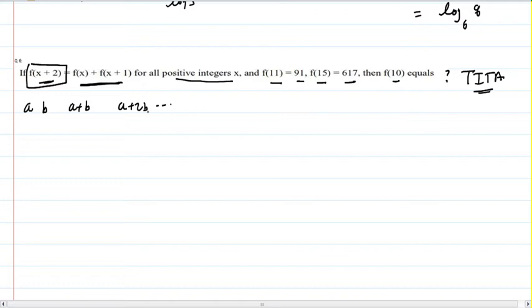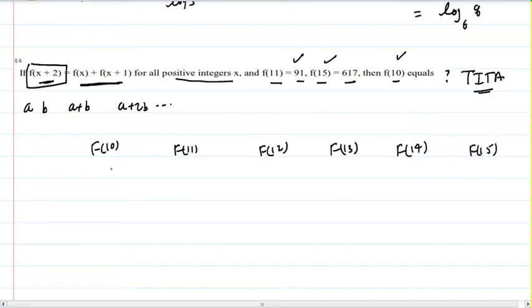Here, I don't have to start from f1. I want the value of f10. I have got the hint of f11 and f15. So if I start with f10, go to f11, f12, 13, 14 and 15, I should have my answer. If I take this value as a, this is given to me as 91. So the next value will be a plus 91. f13 will be the addition of these two. That will be a plus 182.